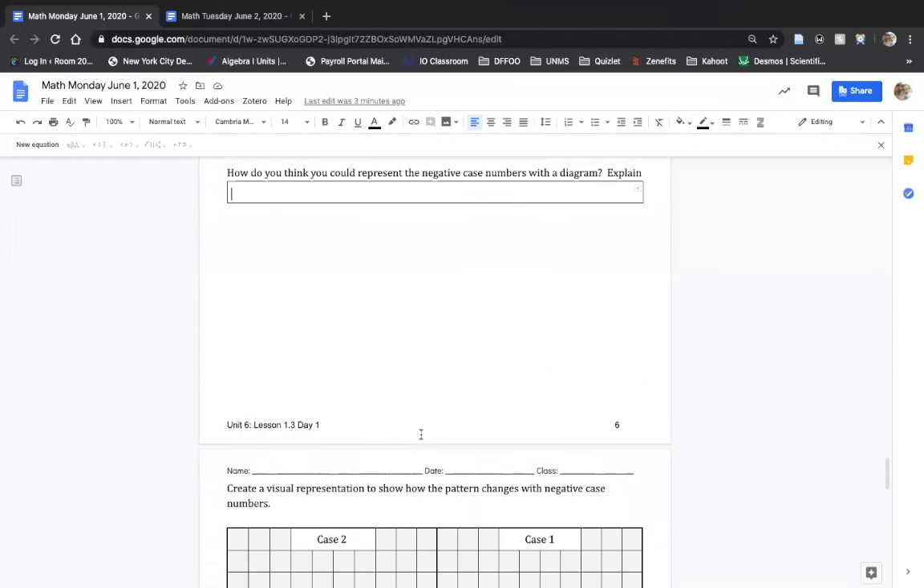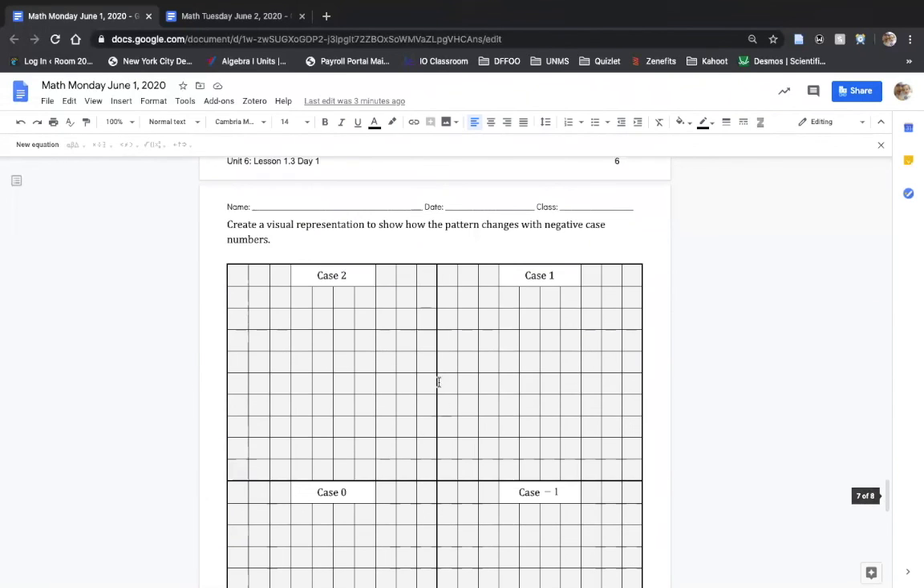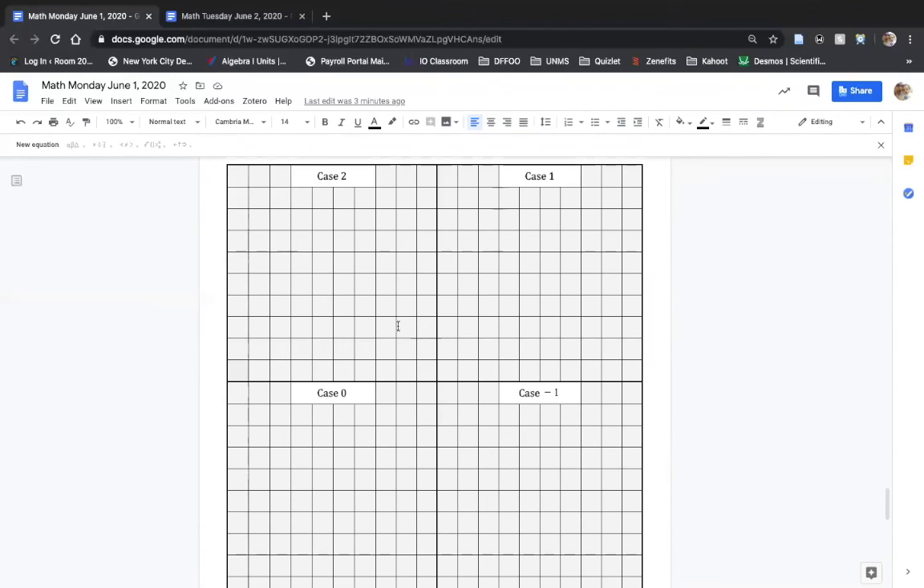And then on the next 2 pages, just like we did before, you're going to start with case number 2, case number 1, just like you did before, and then just start going into some of the negative case numbers. So I want to see how you're expressing that pattern visually, right? How are you differentiating between case number 2 that has positive squares and case number -1 that has negative squares, right? So that's it for today.